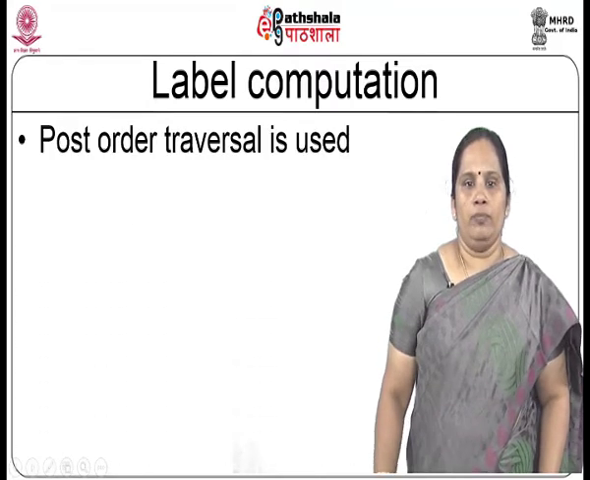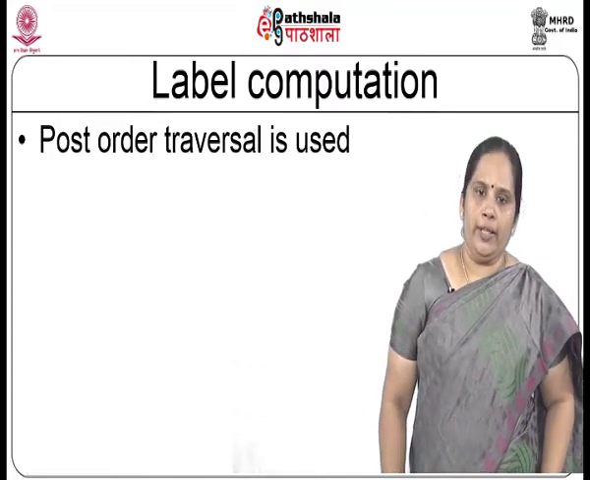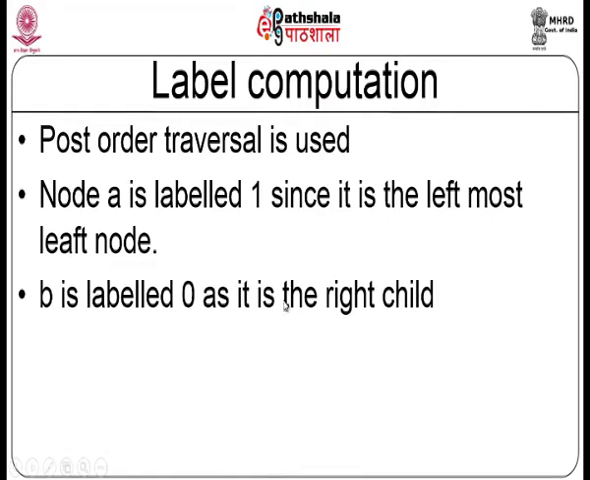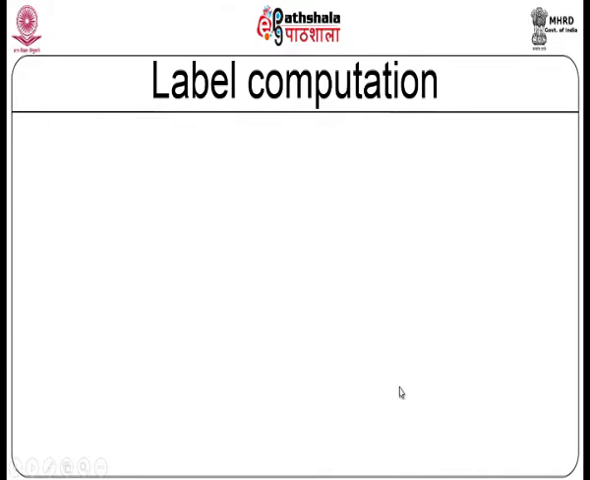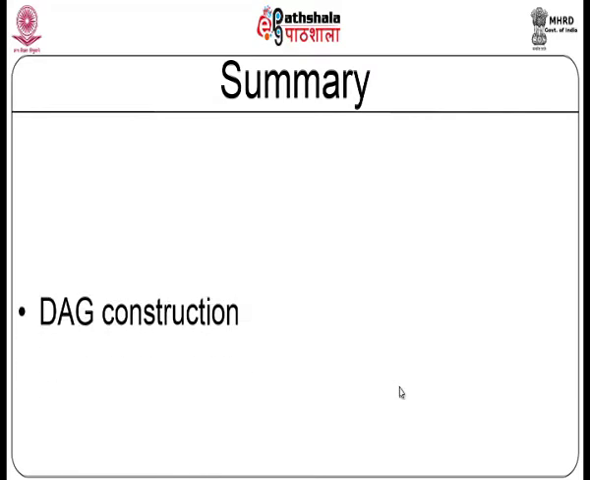Typically, for computing the label, you can use post order traversal, and node A is labeled 1 since it is the leftmost leaf node. This is what we have just seen, and B is labeled 0 as it is the right child, and the parent of A comma B is assigned a max of 1 comma 0, which is 1. Then the labeling is carried out till the root, and the value at a node indicates the number of registers required to compute that particular node.